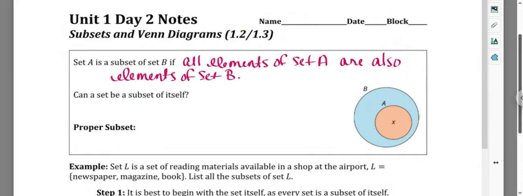So, can a set be a subset of itself? Based on that rule, you just have to have elements of one be elements of the other. So could a set be a subset of itself? Yes, it can. However, it cannot be what we call a proper subset. Okay? A proper subset is, there would be other elements of B that are not in A. Okay?